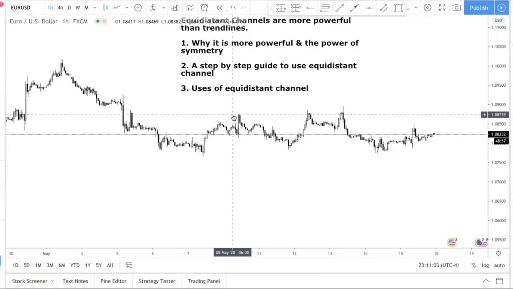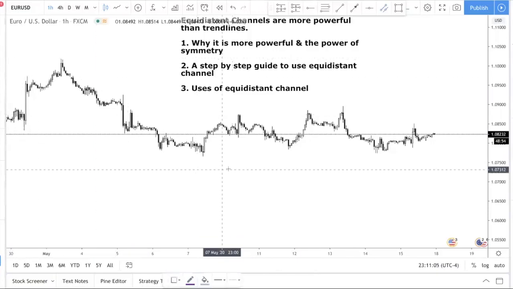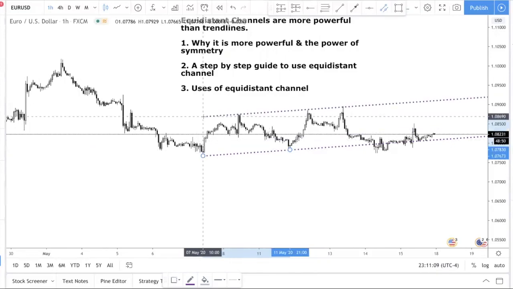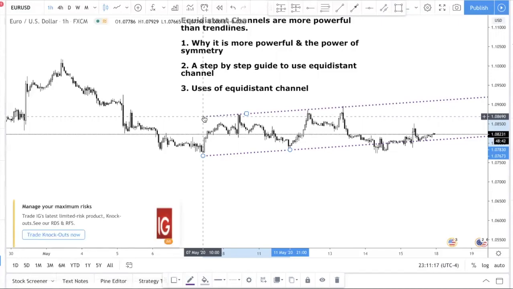Okay, now let's talk about the last point, which is how do you use it, right? Because now you know the power of an equidistance channel, you know the power of symmetry, right? And you have a step-by-step guide to use the equidistance channel. Now let's talk about what the uses are, right?